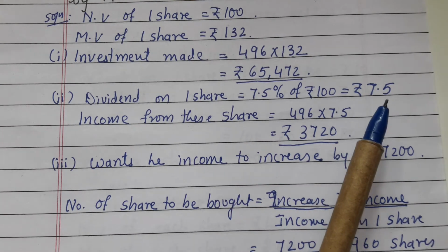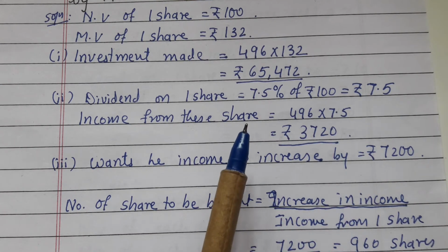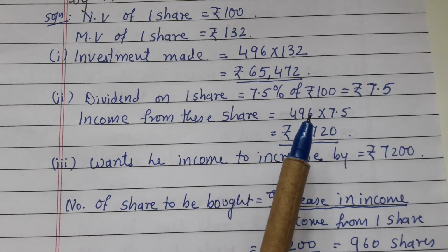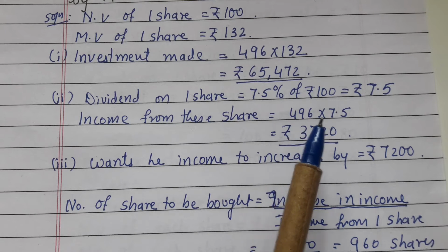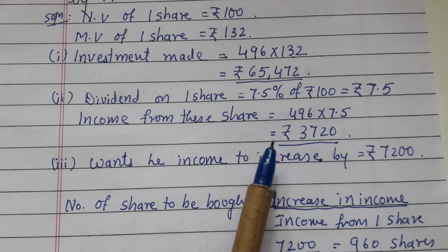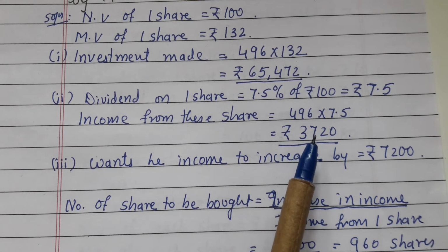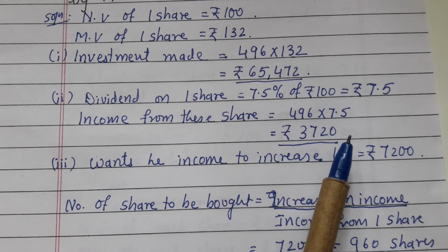Dividend on one share is 7.5% of rupees 100, because NV is rupees 100. Therefore, rupees 7.5. Income from these shares is number of shares into dividend on one share. So 496 into 7.5, that is rupees 3,720.